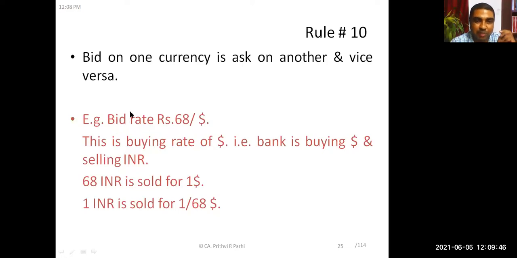This means the bid rate is the buying rate. It's the buying rate on what? On dollar. As I told you earlier, it is always priced by commodity. That means this is the price, this is the commodity. When it's a bid rate, it is a bid rate on dollar. So this is the buying rate of dollar, that is, the bank is buying dollars and selling INR. So if you're asking for INR rates, that means 68 INR are sold for $1, so 1 INR is sold for 1 by 68 dollars. Therefore, the bid for one currency is the ask for another currency and vice versa.